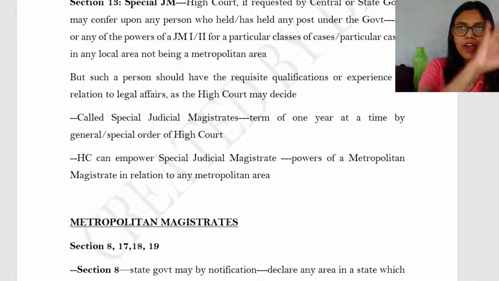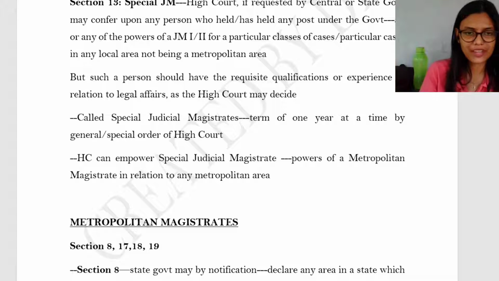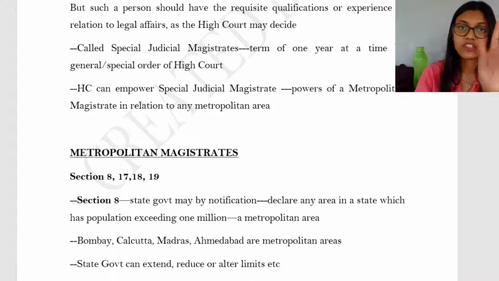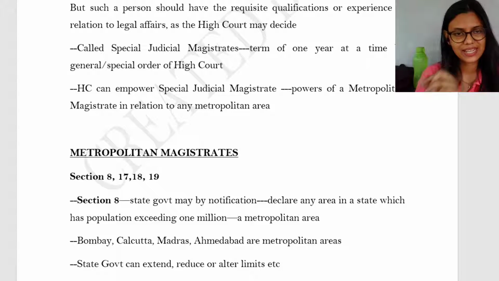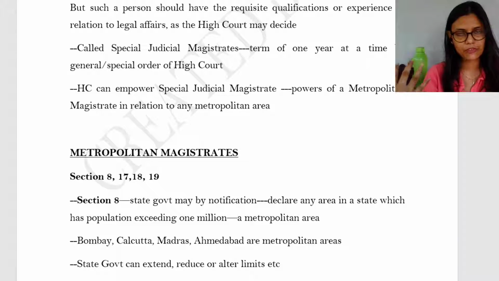Now the next thing, like we have been talking so much about metropolitan area, metropolitan, etc. So what are metropolitan magistrates? Sections 8, 17, 18 and 19 are the relevant sections in this regard. Section 8 is telling you what a state government can do: it can take out a notification and declare that a particular area in a state which has a population which exceeds 1 million will be a metropolitan area. Bombay, Calcutta, Madras, Ahmedabad are already metropolitan areas according to the code. Apart from that, any state wherever it feels the population is exceeding 1 million and it wants to do so, it will declare it a metropolitan area.